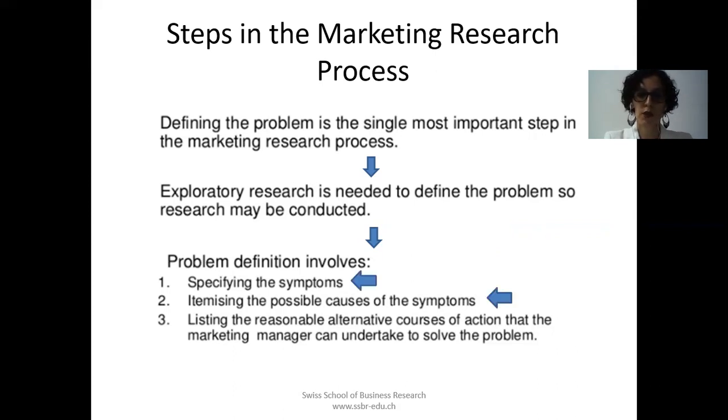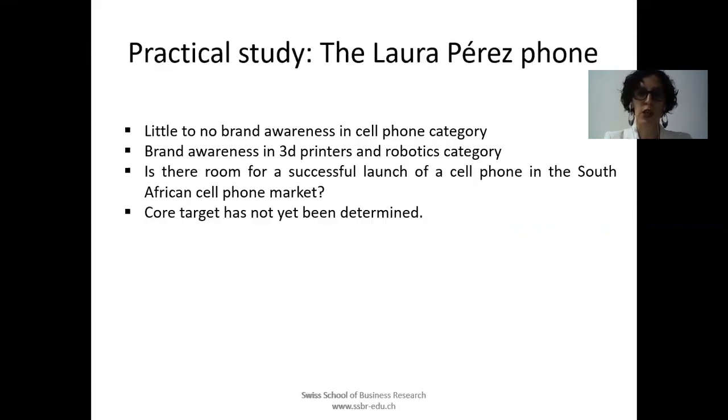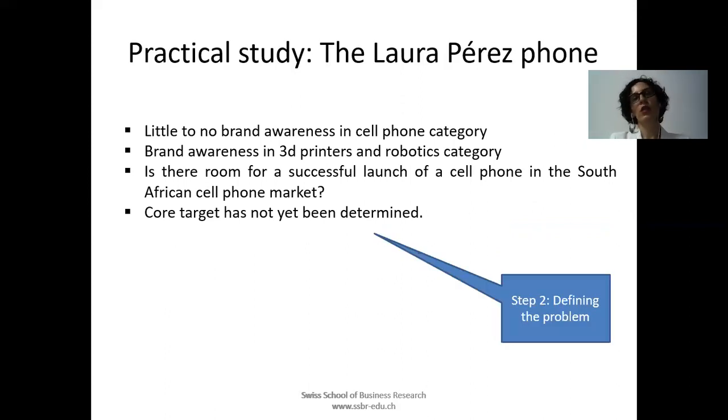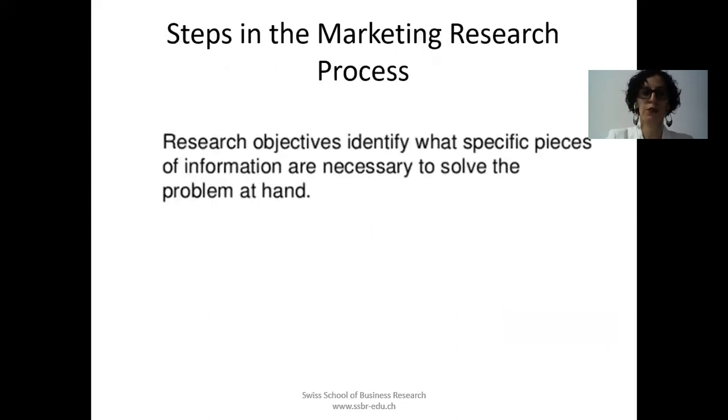So, for example, let's look at my phone, and we see that in South Africa, there is little to no brand awareness in the cell phone category. There is in the 3D printers and robotics category. I don't know if there's room for a successful launch of a cell phone in the South Africa cell phone market, and I don't know who my core target is. So I have defined my problem, and now we have to actually go about and carry out the research.